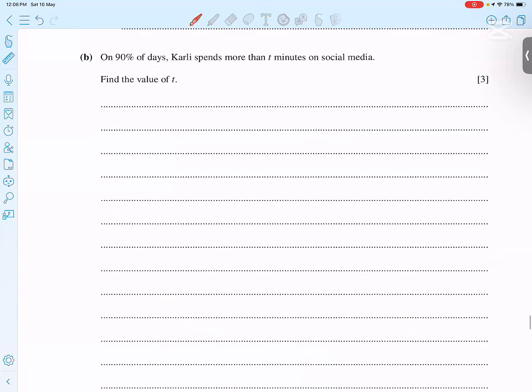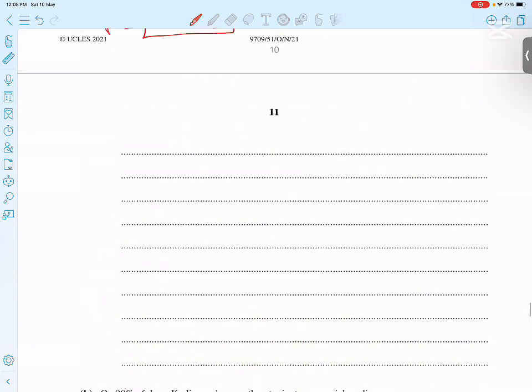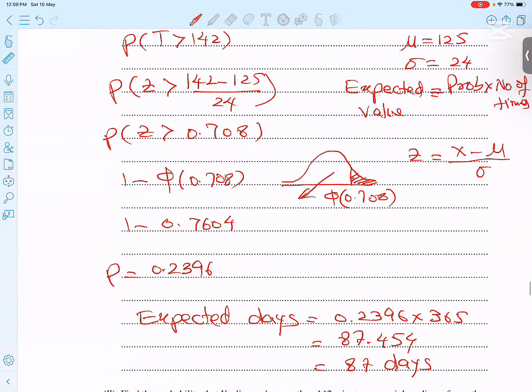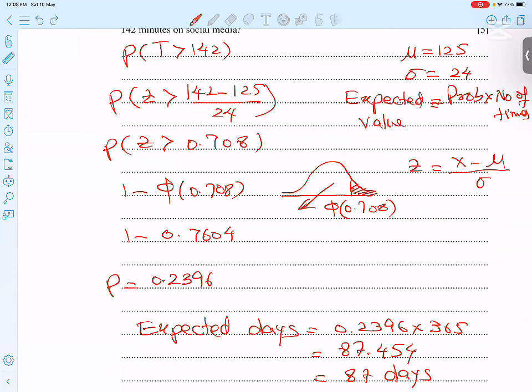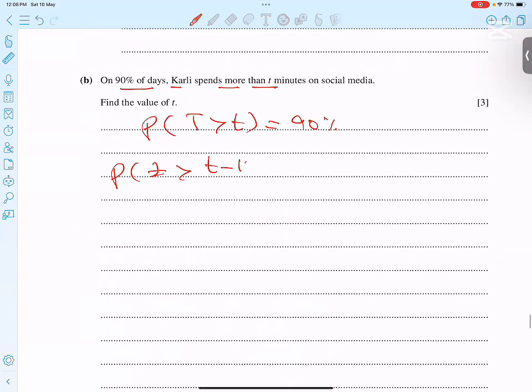And the B part: on 90% of days, Kay spends more than T minutes. So it means the probability of spending more than T minutes is 90%. So basically I will use Z here, T minus mean. And what is the mean we have on the previous page? Mean is 125 divided by 24, 125 over 24 is equal to 0.9000, or just 9, no problem.